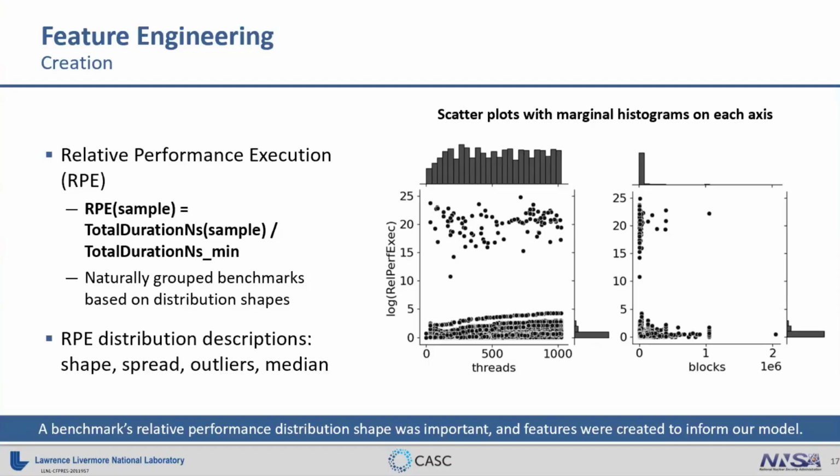After creating this new feature, we discovered that the benchmarks' distributions of these values had significant implications for performance prediction. The resulting distribution of values followed groupings, actually. And we discovered that prediction can be significantly improved by training models for each group of kernels. So next we added descriptors that characterize these groupings, which included distribution shape, outliers, spread, and center.